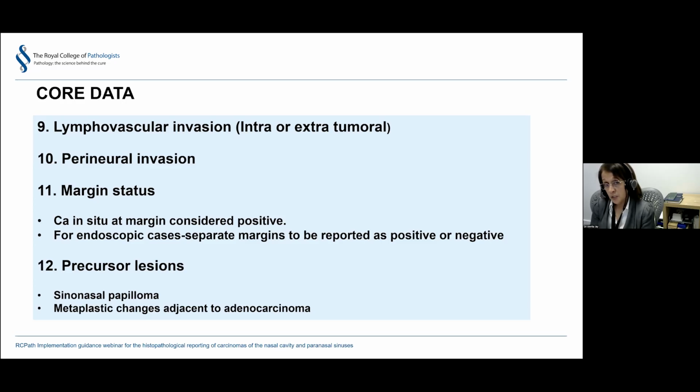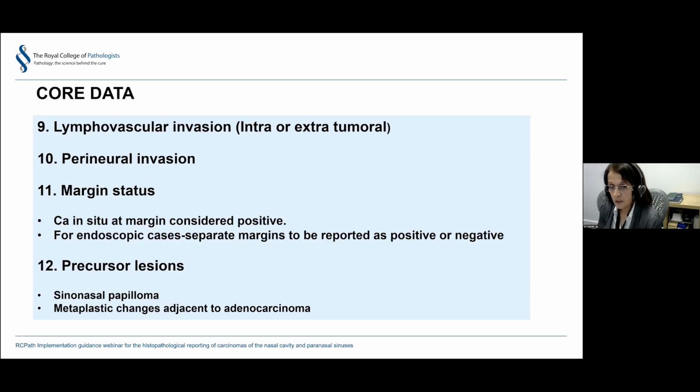So we do have to identify lymphovascular invasion and say if it is present, and it can either be intratumoral or extratumoral. Similarly, perineural invasion. They do say that tumors with perineural invasion are more likely to have positive margins. But again, there's not enough evidence of that as compared to other sites such as oral cavity cancers, but we still need to mention it, and it is included as a core data item.